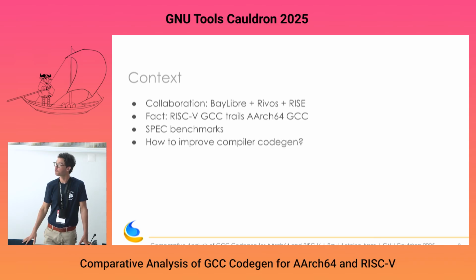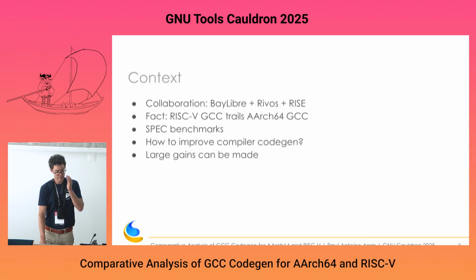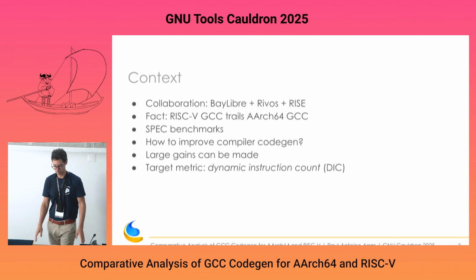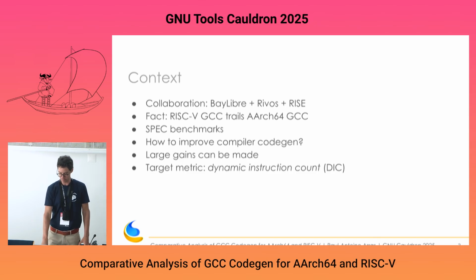And that begs two questions. First, why is that? Where are the key areas where improvement can be made to bridge the gap? And second, how, practically speaking, can we make the code generated by the compiler better? So it is thought that large gains can be made, and that's one of the reasons why the metric that was picked, so it was a prerequisite, let's say, in the project. That's not a decision that I made, but the target metric in this project was the dynamic instruction count. I'll give a few explanations about that in just a minute.